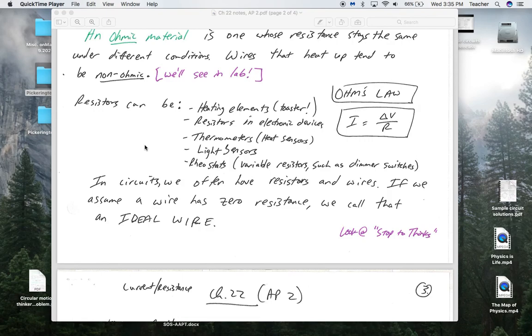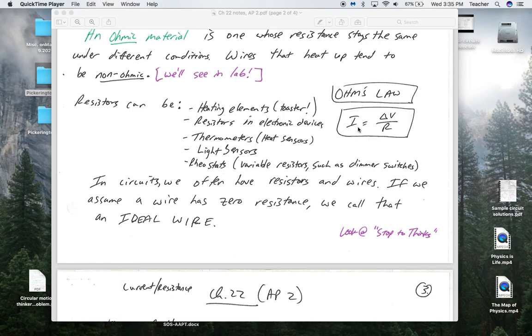If we think of a wire with zero resistance, we would call that an ideal wire. I would encourage you in chapter 22 to look at the stop to think questions. They're pretty good, they're pretty quick. And at the end of the chapter, right before the chapter review questions and problems, they have the answers to those.